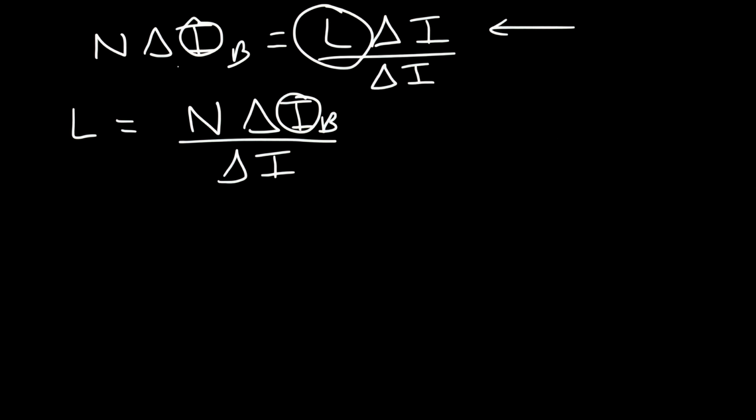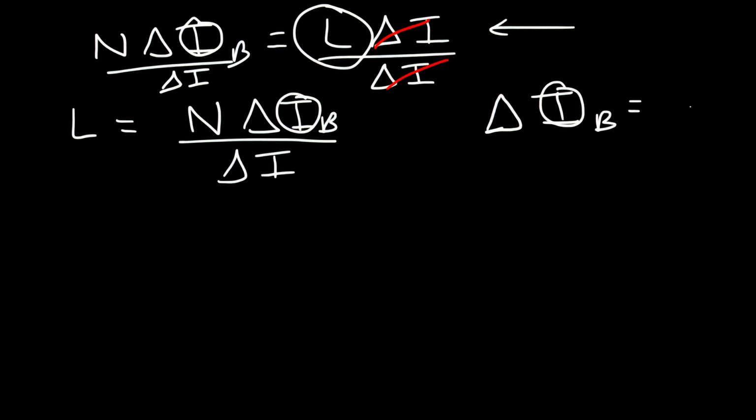If you want to show your work, here's what we did. So these two cancel. So now what should we do next? Well, we know that the change in flux is equal to the magnetic field times the area times cosine theta. But let's assume that the angle is 0, so cosine 0 is 1. So the change in flux is going to be equal to the change in B times A.